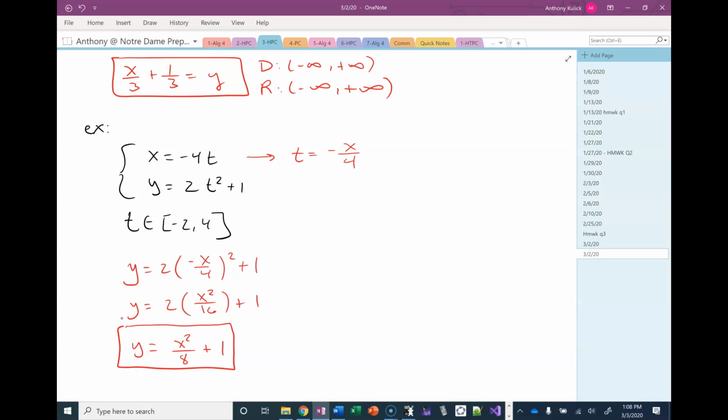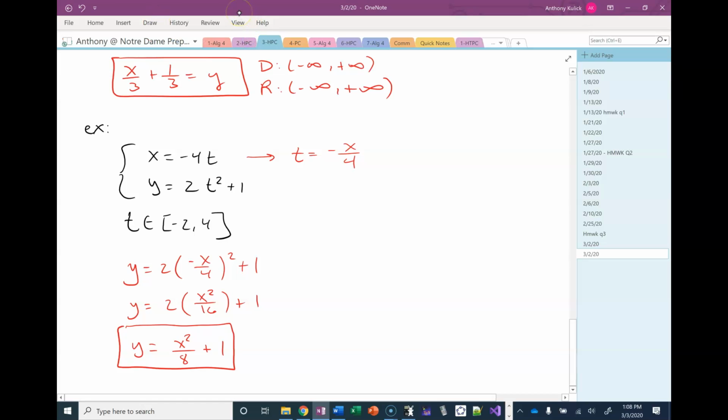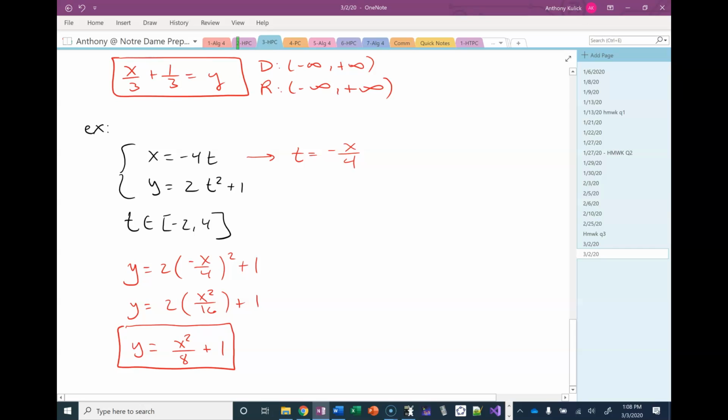Let's now determine the domain and range. Okay? Which of the Cartesian equations am I going to look at to determine the domain? The x equation.